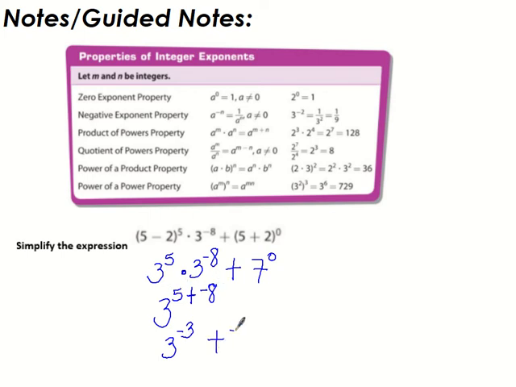And then I'm going to go plus 7 to the 0 power. Now, these cannot be combined right now because they're different bases. But I can apply some more rules. I can apply my negative exponent rule, which means I take the reciprocal. That's going to get me 1 over 3 to the 3rd. And then remember, 7 to the 0 power, everything to the 0 power is 1. So it's just plus 1.